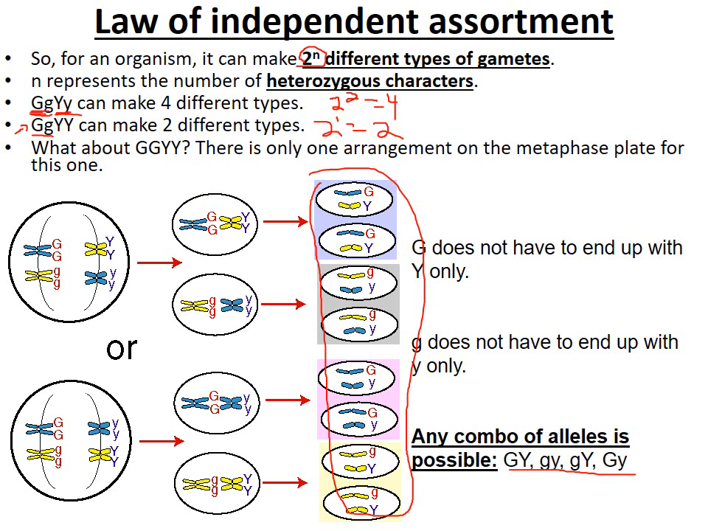I'll make 4, but they'll be doubles. What about the GGYY? Well, let's see. Are there any heterozygous characters? No. 2 to the power of 0 is 1 type of gamete. And if you did the distribution method, you'd see you'd only get big G, big Y. There's only one way to arrange these on the metaphase plate because there's no heterozygous variety. So when you have more heterozygous characters, you have more different types of gametes that are possible. When all your characters are homozygous, then you only have 1 possible arrangement about the metaphase plate, and that's why there's only 1 type of gamete that's provided to you.